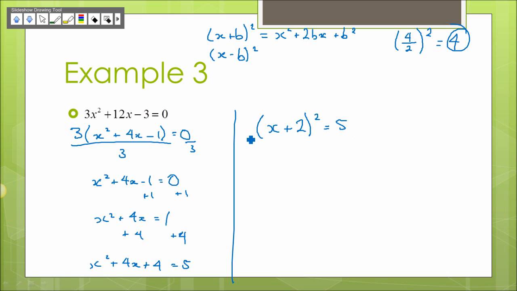Now we solve. Take the square root of both sides. So that gives us x plus 2 equals plus or minus the square root of 5. Then subtract 2 from both sides. x equals plus or minus the square root of 5, take 2. So we've still got two answers. We've got the square root of 5, take 2, and minus the square root of 5, take 2.